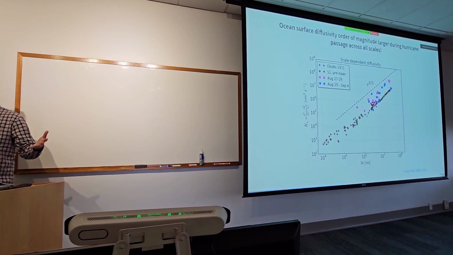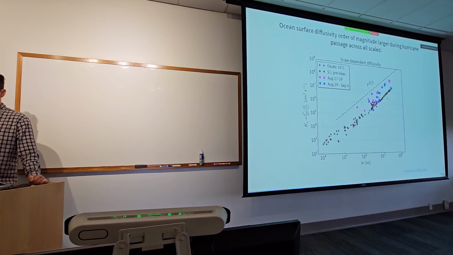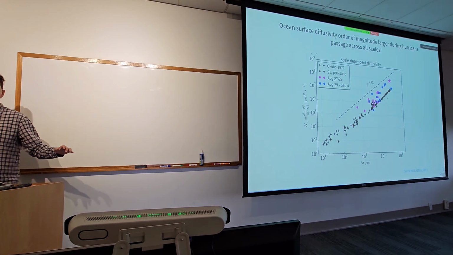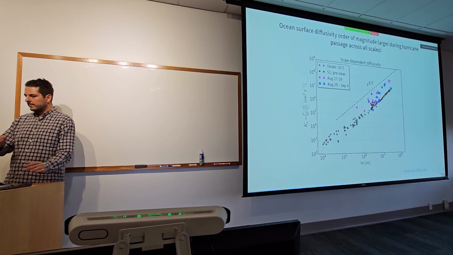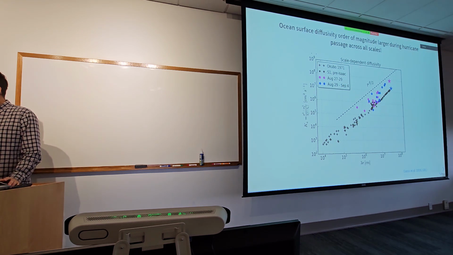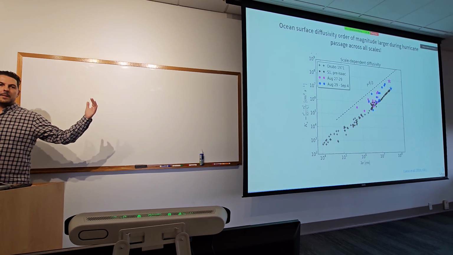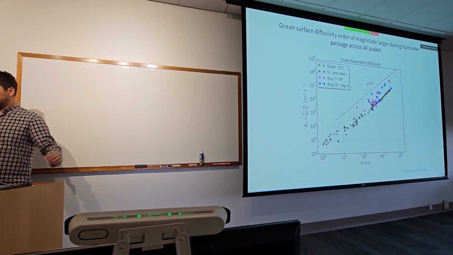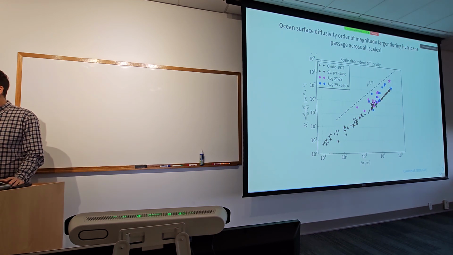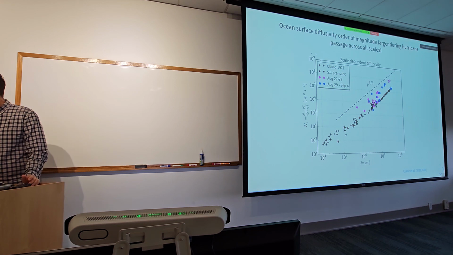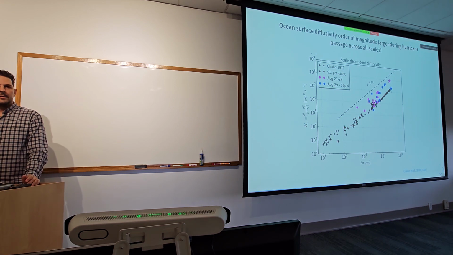But during the hurricane, actually we find that the diffusivity got elevated across all scales by an order of magnitude. And the stars here indicate the larger scale that we could get, which shows you the impact that during the hurricane passage, it's very large. Once the hurricane has passed, it recedes back to the expected law.